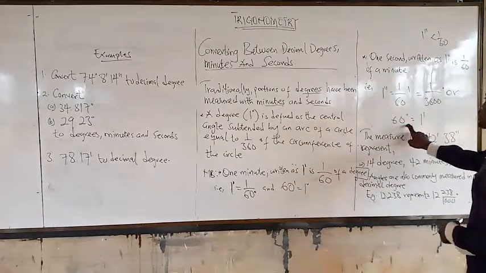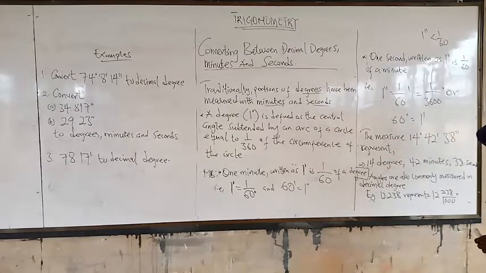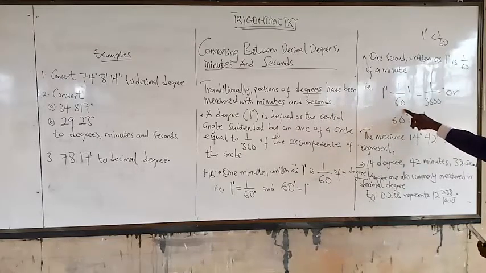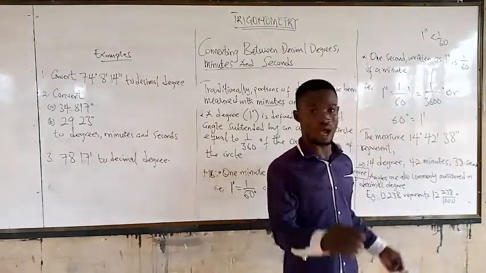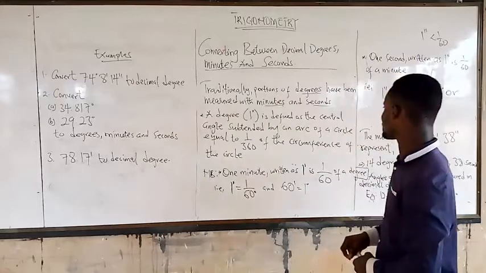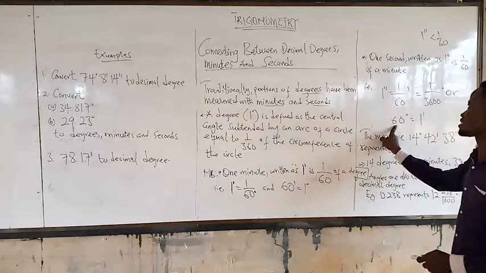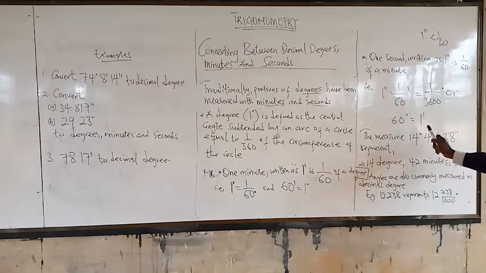Alright. Now 60 seconds. We are saying that if you have seconds, you divide by 60. That means that if you have 60 seconds and you divide by 60, you are going to get 1 minute. Alright. Then measure 14 degrees, 42.